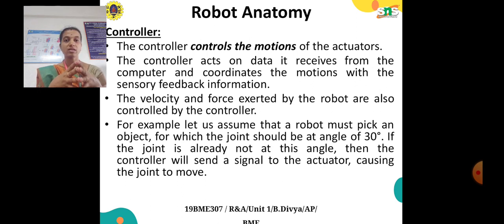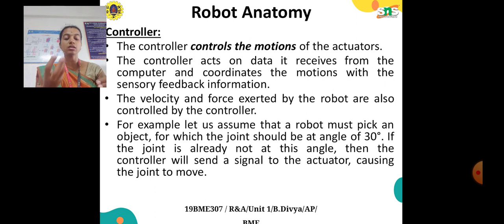Whatever the operation is, we need a controlling part to operate whatever task is to be performed, right? So here we need a controller. The controller controls the motion of the actuators. The controller acts on data it receives from the computer and coordinates the motion with the sensory feedback information. According to the information received from the computer, the controller acts and coordinates the motion with the sensory feedback information.